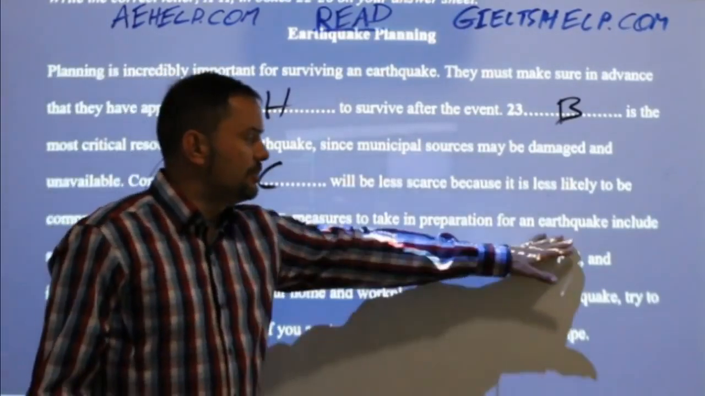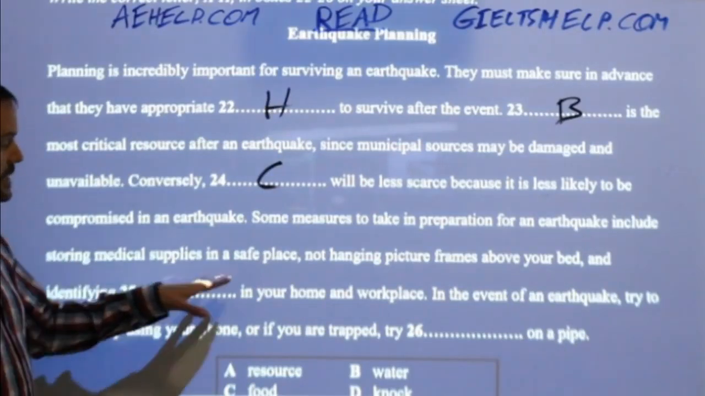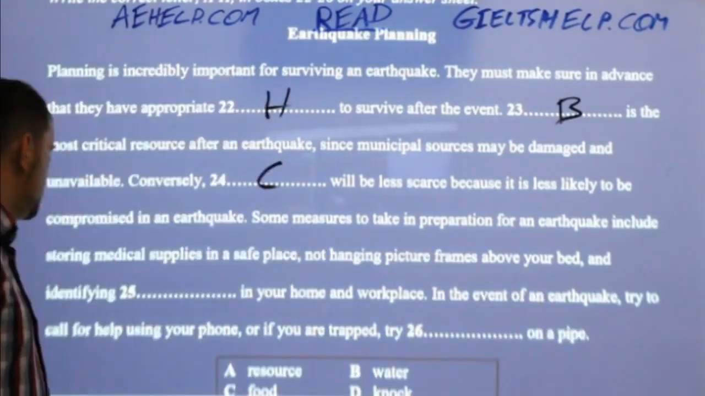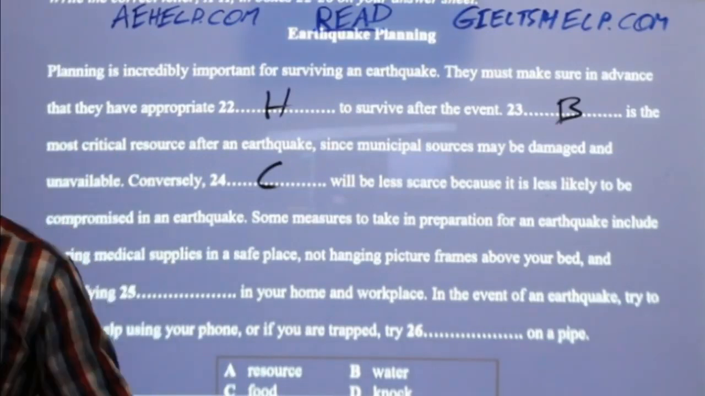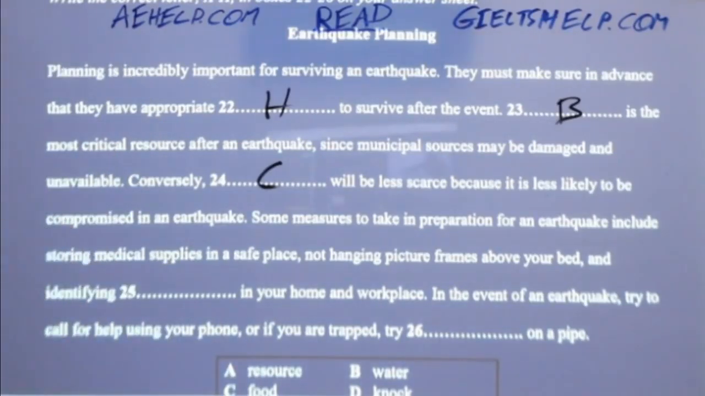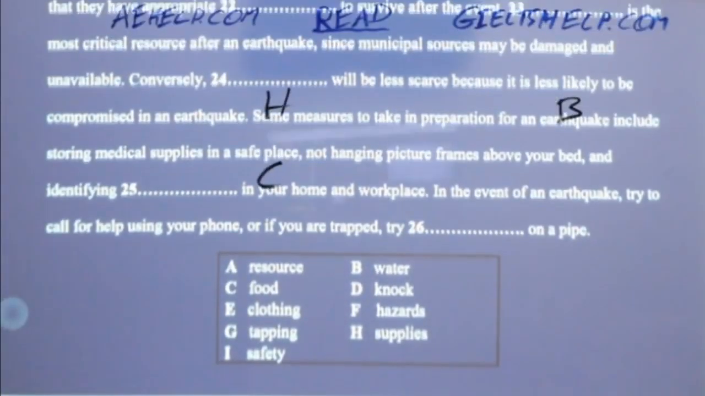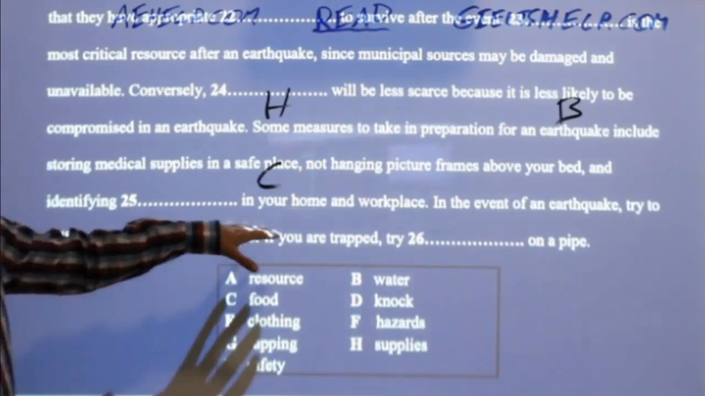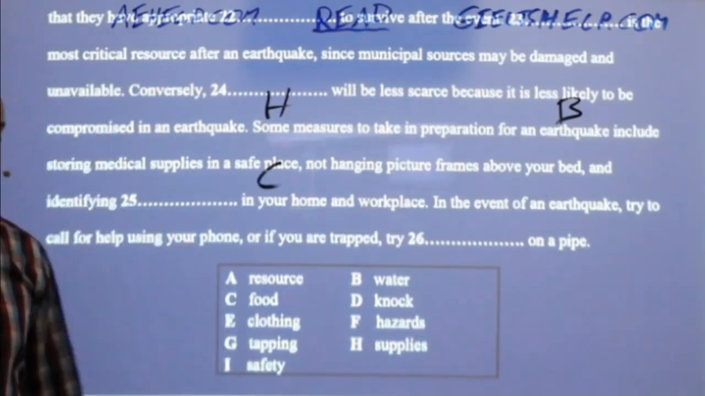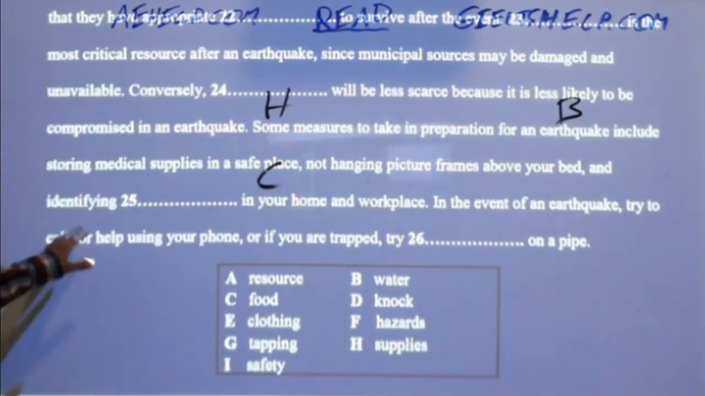Some measures to take in preparation for an earthquake include storing medical supplies in a safe place, not hanging picture frames above your bed, and identifying something in your home and workplace. What do we find in our home or workplace? Maybe some safe zones or some areas that are strong or that are dangerous, right? What do you think? Which one of these, identifying something in your home and workplace, so not hanging picture frames or identifying dangers? Identifying safety in your home and workplace is not going to be correct.